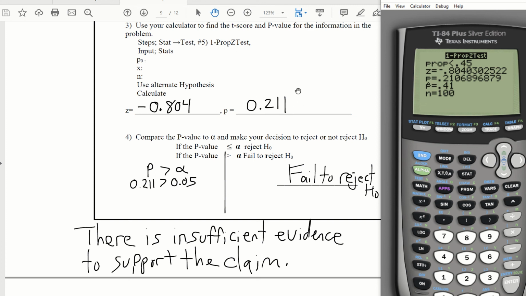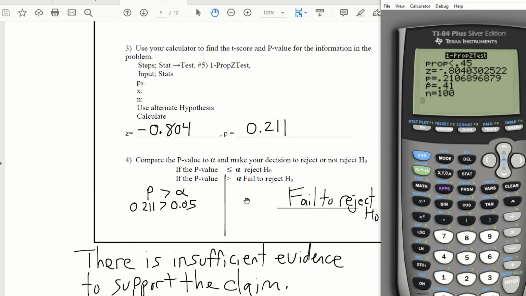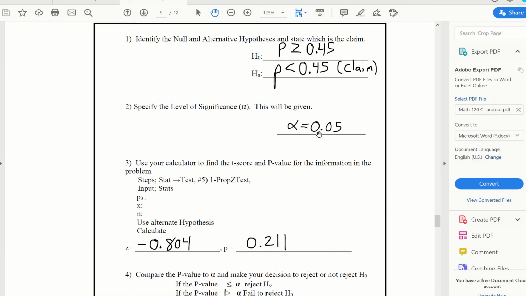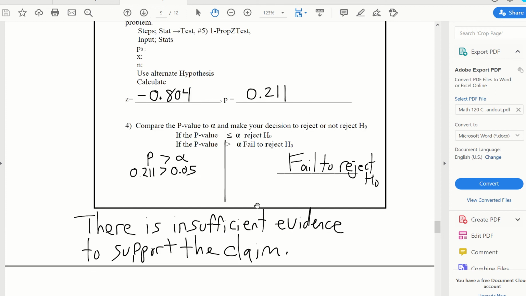Now that we have the p-value, we can conclude our hypothesis test. P is greater than the level of significance, so the decision is to fail to reject the null hypothesis. Whenever we fail to reject the null, the summary sentence begins with, there is insufficient evidence to, and then we check which hypothesis was the claim. Because the claim was the alternative hypothesis, we would say it is to support the claim. So there is insufficient evidence to support the claim.